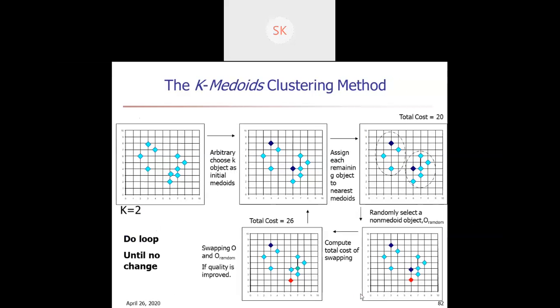For example, a typical k-medoids algorithm. The data set has a total of 10 points and k equal to 2, which reflects the total number of clusters considered. So arbitrarily choose k objects as initial medoids. Here two objects are considered as medoids, this dark blue and this blue, right?